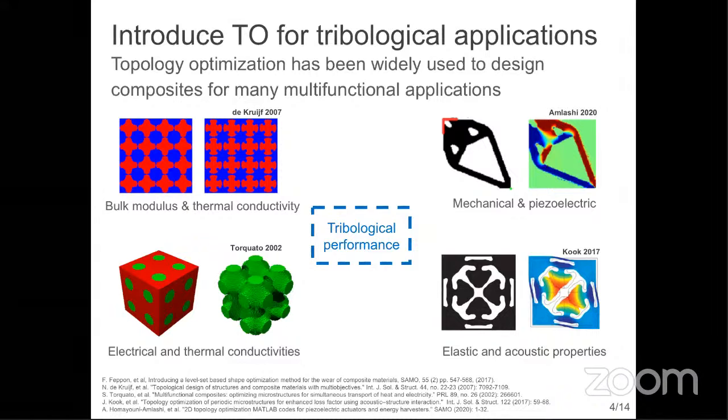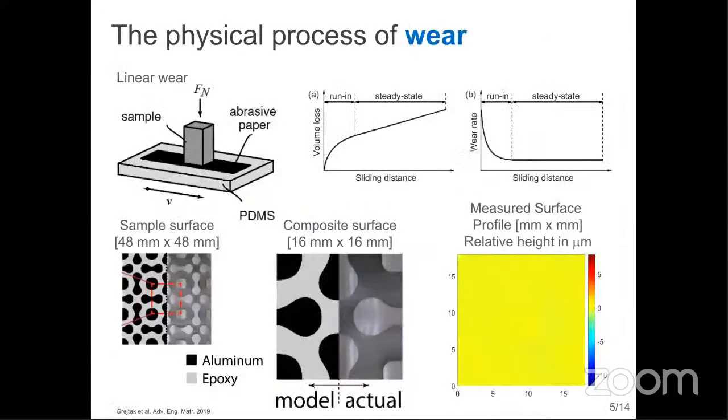So to better understand how TO can help transform design for wear and multifunctional wear, I have some basics for you about the wear process itself next. We focus on linear abrasive sliding wear. So imagine a composite sample, this gray block up here in the top left. There's a normal force applied, and it is sliding back and forth along a polymer, a PDMS, countersample at the bottom. The countersample has some abrasive paper on it without lubrication.